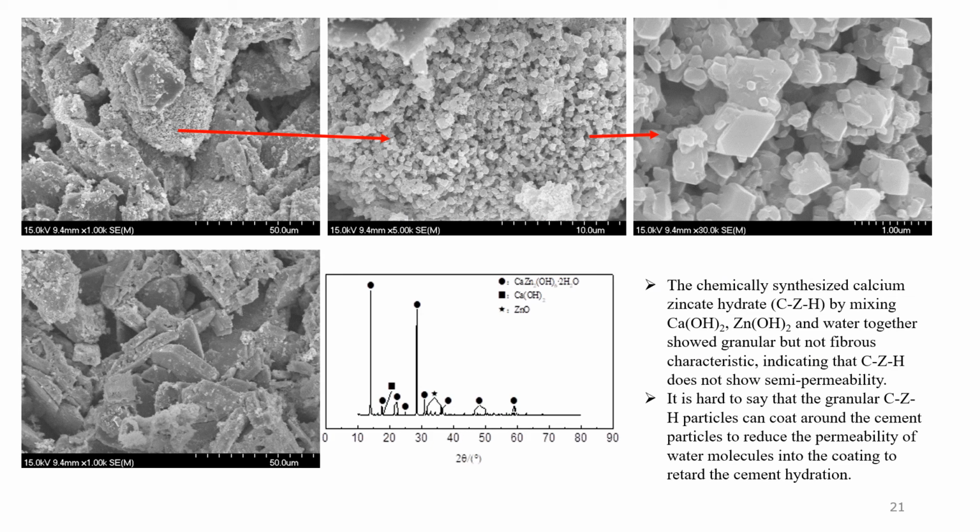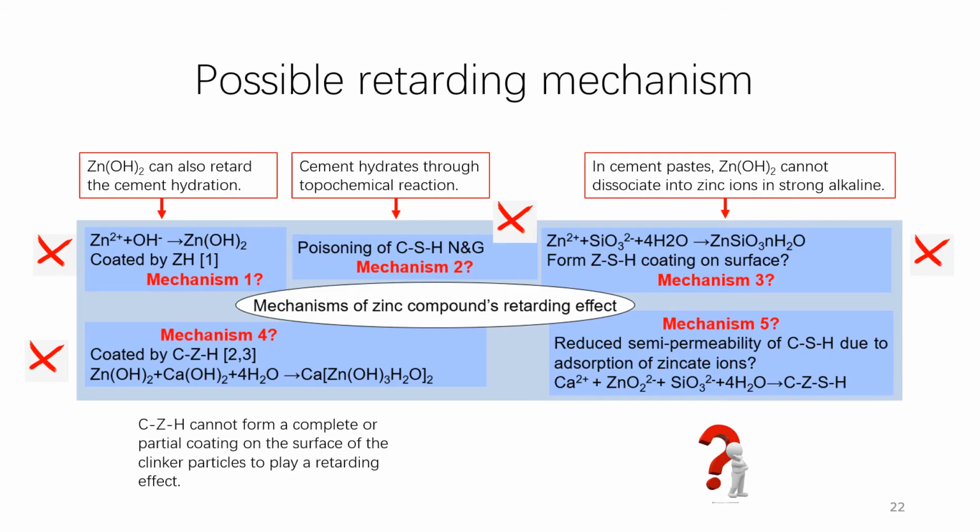And these are the SEM photographs of the chemically synthesized calcium zincate hydrate, CZH, made by mixing calcium hydroxide, zinc hydroxide, and water together. It can be seen that the CZH showed granular but not fibrous characteristics, indicating that the CZH does not show semi-permeability. And it's very hard to say that the granular CZH particles can coat around the cement particles to reduce the permeability of water molecules into the coating to retard the cement hydration. So this is not true for mechanism 4.